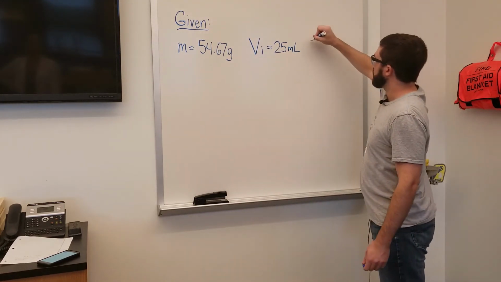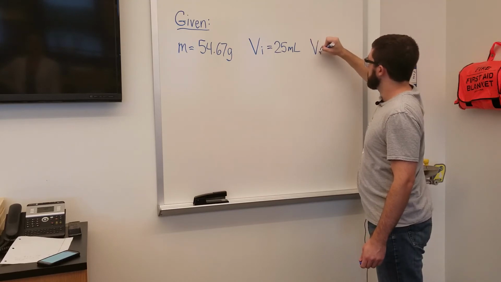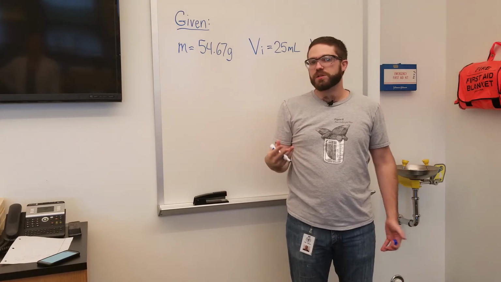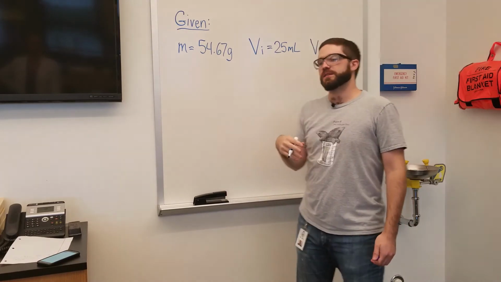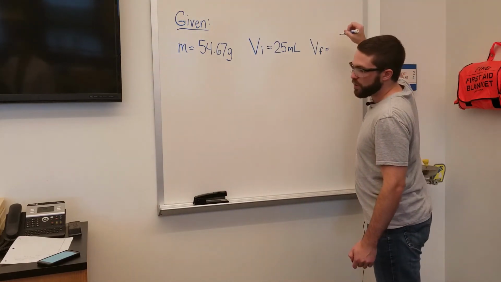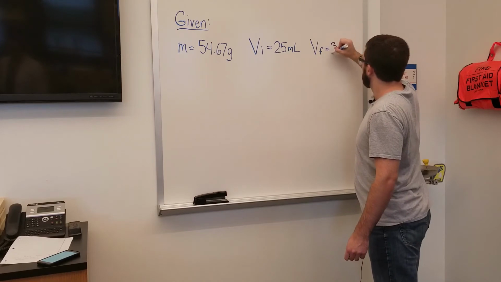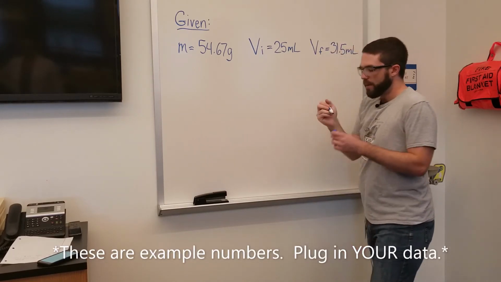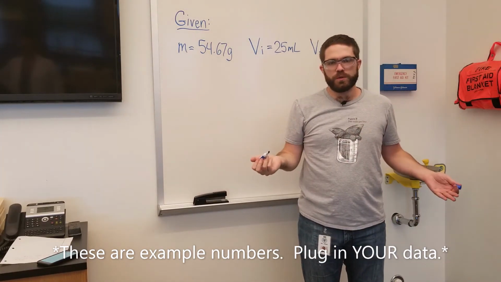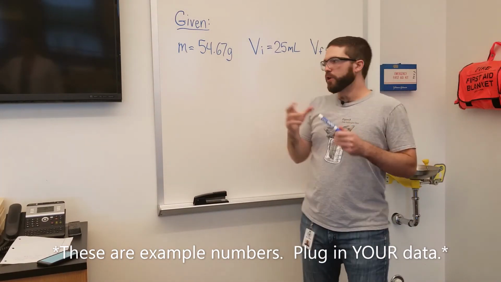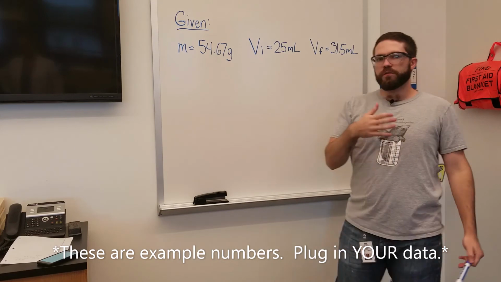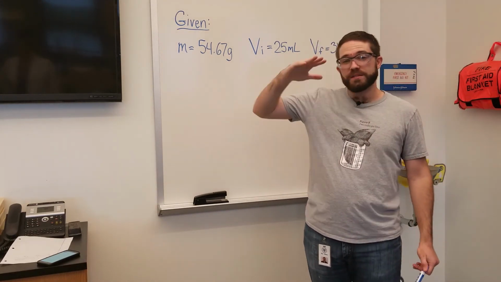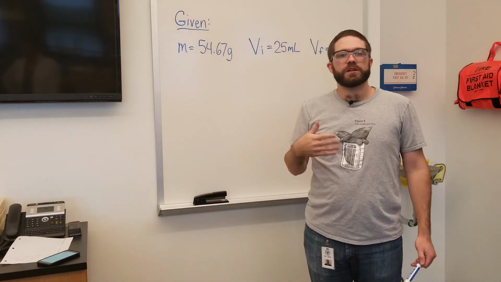Okay? We have our final volume, which we're going to call V little f. And that's the volume that our water rose to after putting the object inside that water. And it rose to about 31.5 milliliters. Okay? So again, which one do we use? Well, we're not looking for the volume of water. We're looking for the volume of the object. And remember that the volume of the water rises by the volume of the object that you put in there.